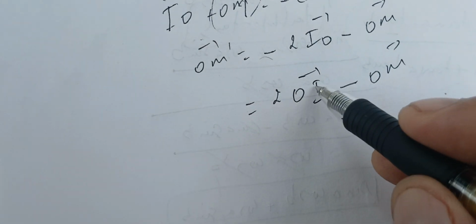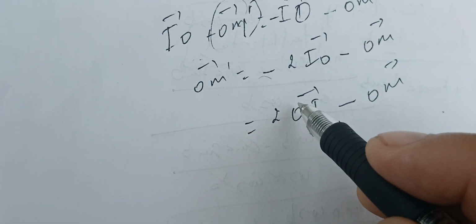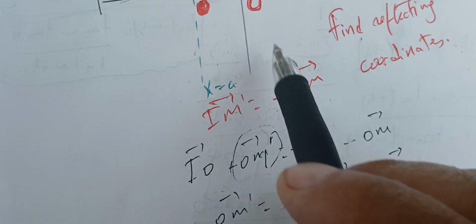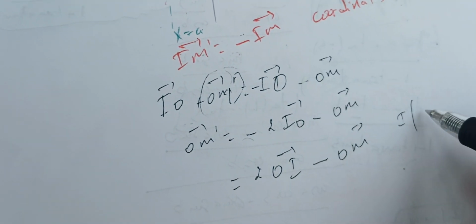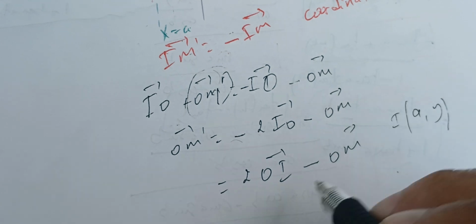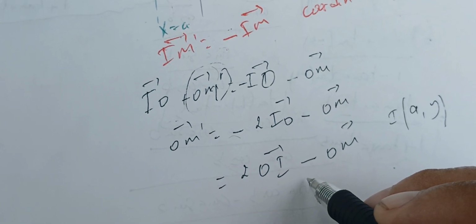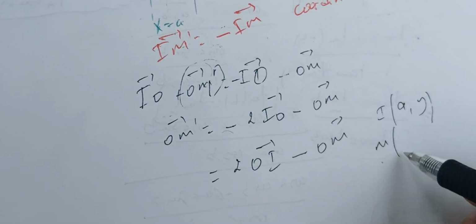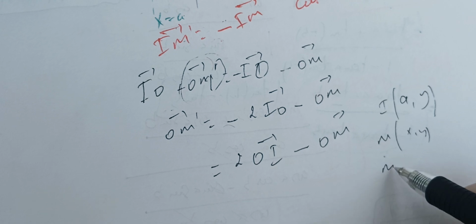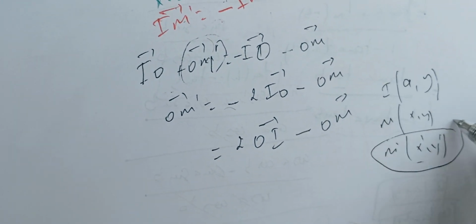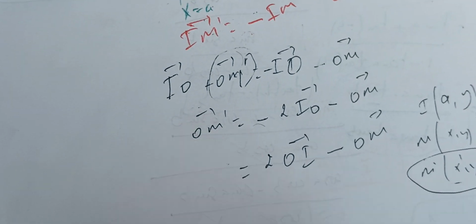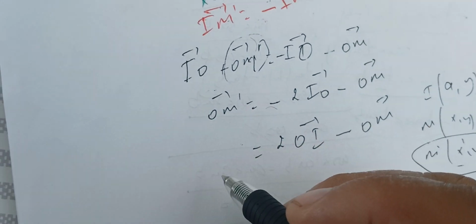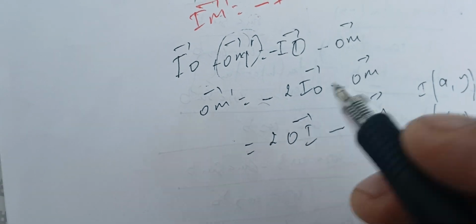Now we know the coordinates of I with respect to the origin. I has coordinates a, y, and M has coordinates x, y. M prime has coordinates x prime, y prime. We don't know this, this is the one we are looking for. Therefore, we can write this in component form.